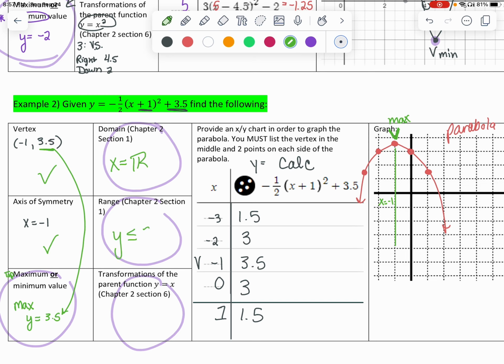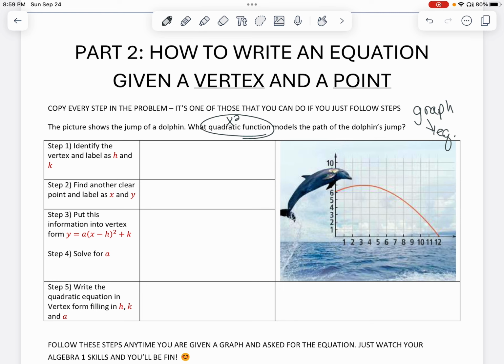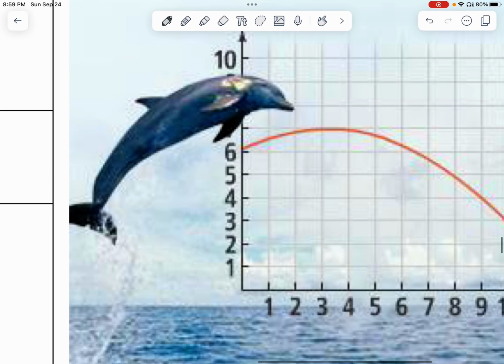So my steps are: identify the vertex and label it as h and k. So the vertex is the very, very tippy top. And I see that happening right here at 3, 7. So that's your vertex. I'll put that right here. That's h and that's k. Very special x's and y's. They have h and k as labeled.